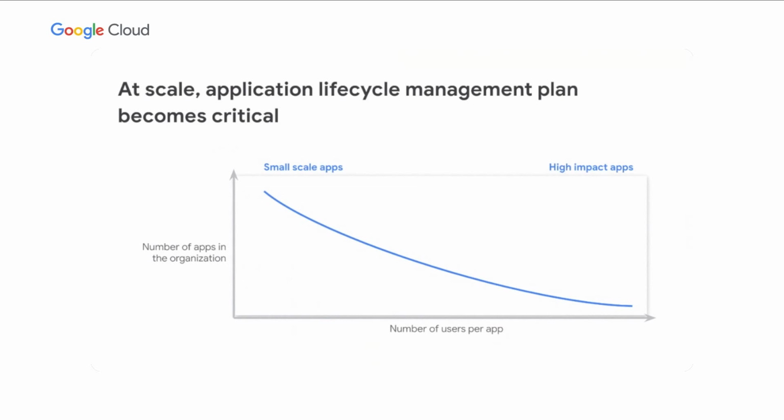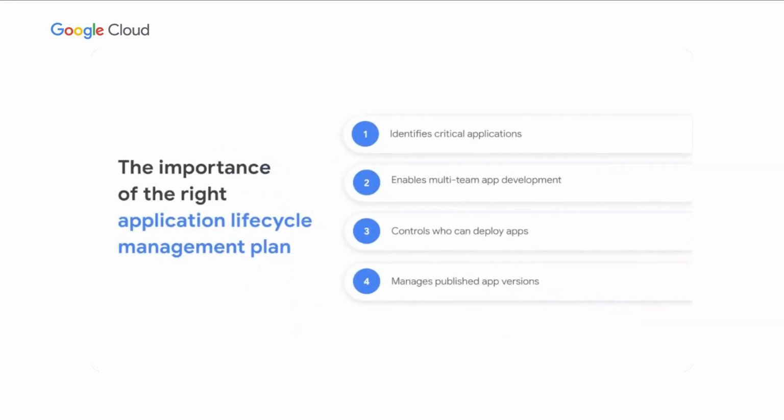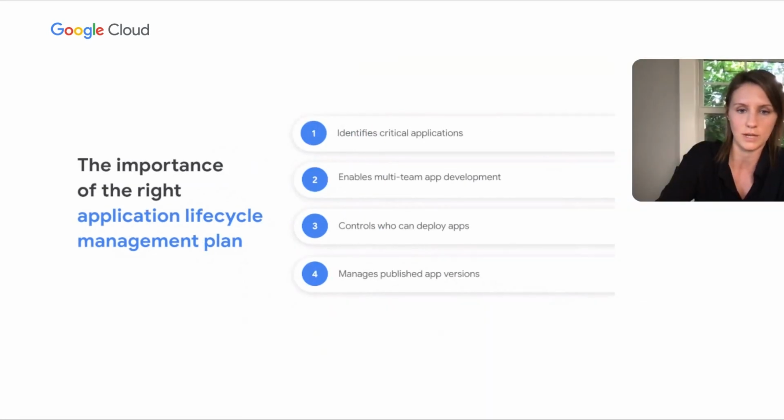It's at this scale that you will want to consider centralized management and having an application lifecycle management plan. So how does this help you? A lifecycle management plan accomplishes several goals. First, it should give you a template to recognize those critical apps that need special care. The simplest indicator would be a number of users. Once your app is used by a lot of people, it will cause significant headaches if it goes down.